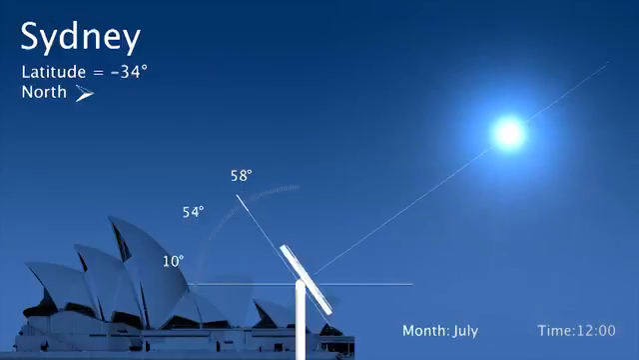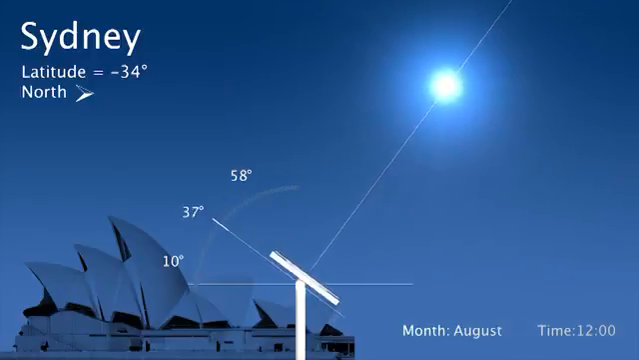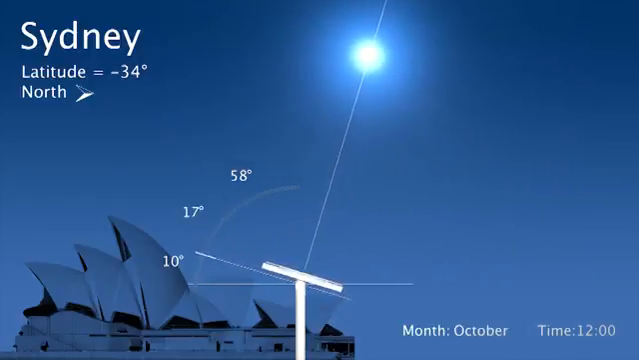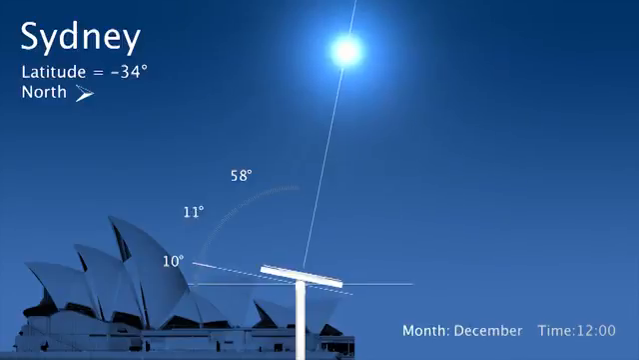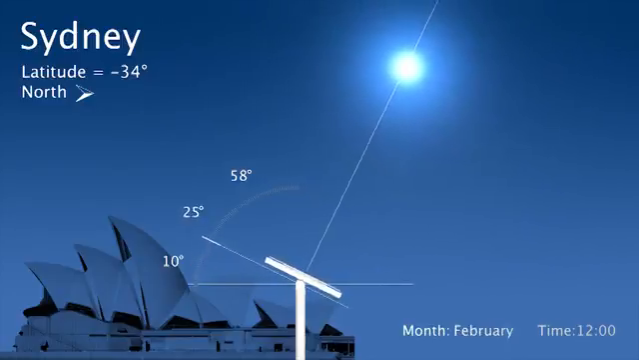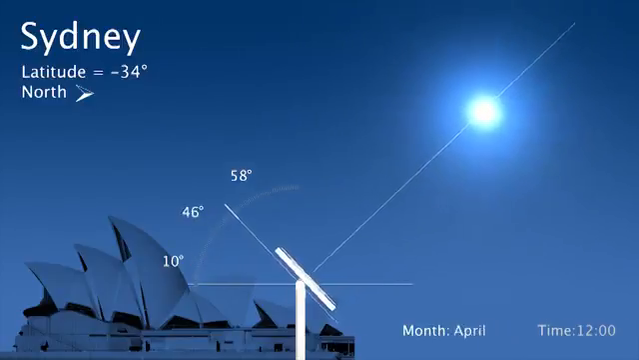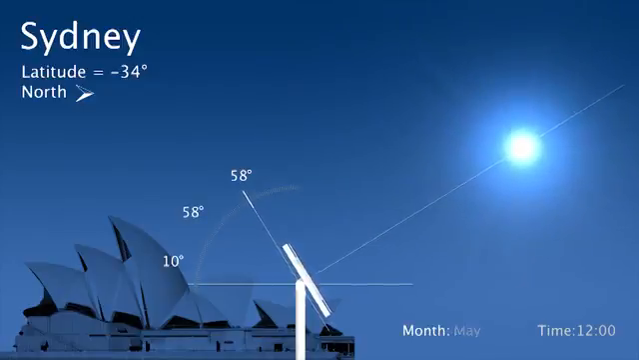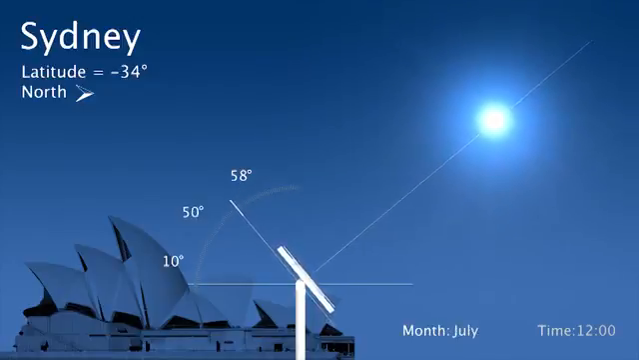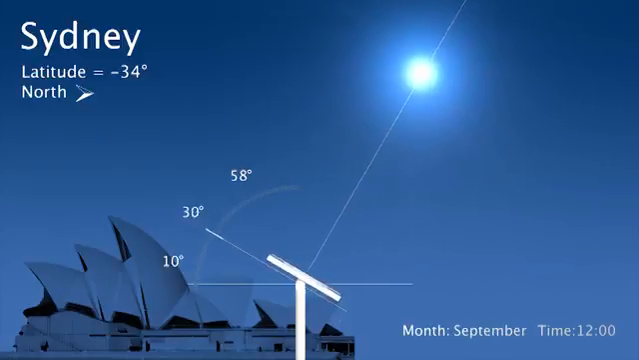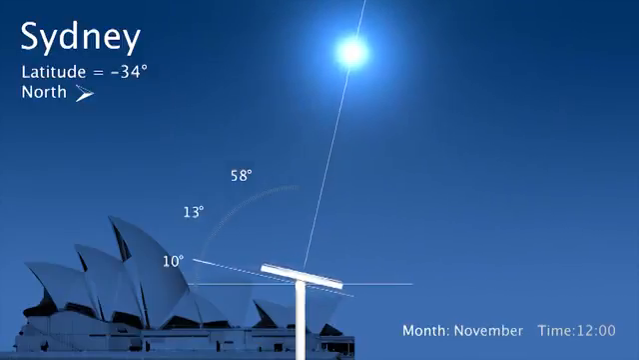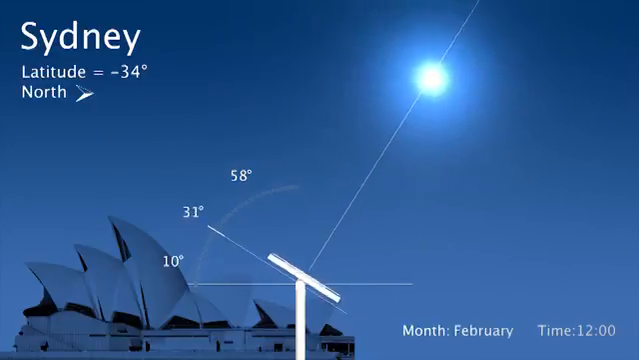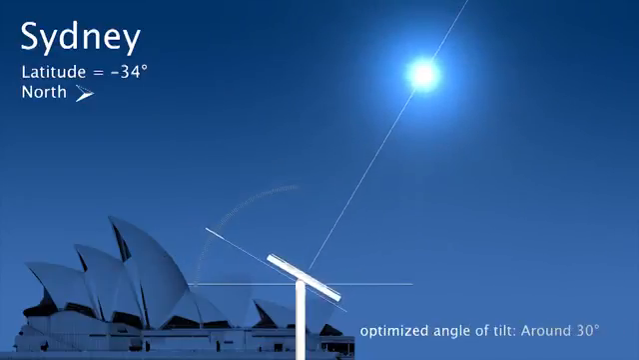Now let's go to the southern hemisphere with a solar panel mounted in Sydney. Sydney has a latitude of around 34 degrees. Note that being in the southern hemisphere, the panel is oriented towards the north. We see that the range of tilts experienced by the PV panel is from 10 degrees to 58 degrees. The optimized angle of tilt in such a case would be around 30 degrees facing north.